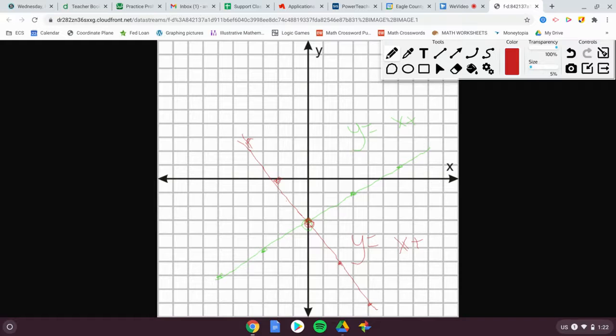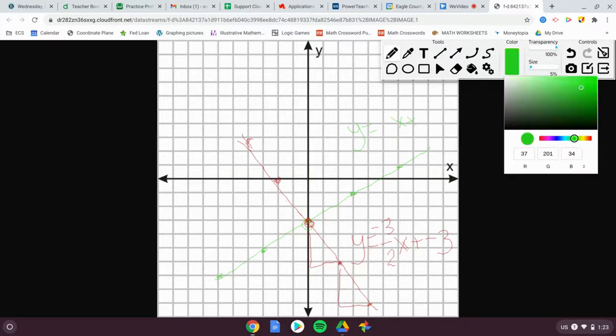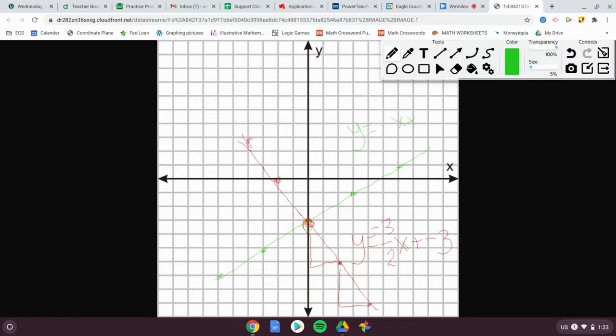All right, so for the red equation, we are starting at -3. And we are going down 3 over 2. Down 3 over 2. So -3 over 2 is our slope for the red. Now we go to green. All right, for green, we are still at -3 for our y-intercept, but we're going up 2 over 3. Up 2 over 3.